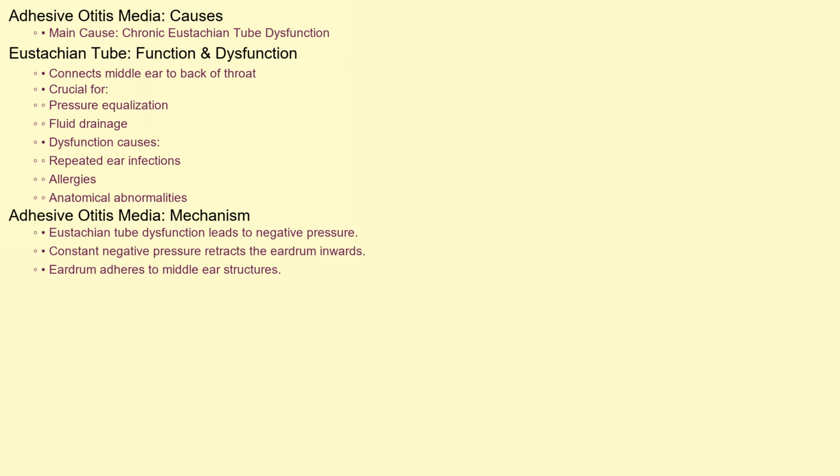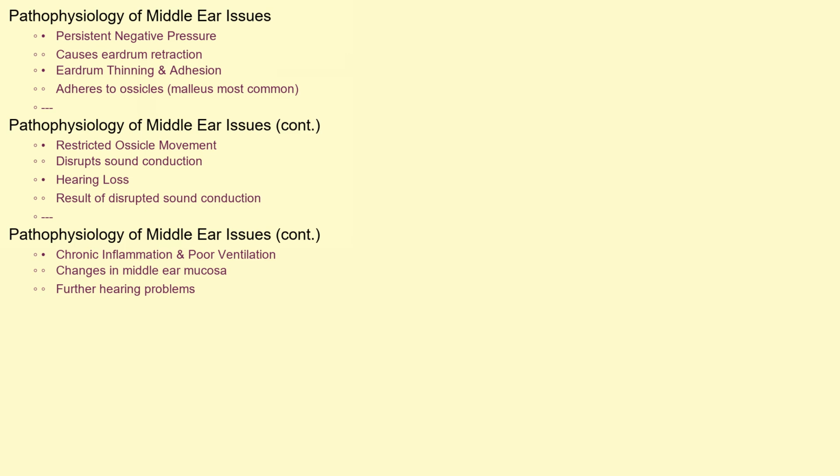So, what exactly triggers adhesive otitis media? The most common cause is chronic eustachian tube dysfunction. This tube, connecting the middle ear to the back of the throat, is crucial for equalizing pressure and draining fluids. When it fails to function properly, perhaps due to repeated ear infections, allergies, or even anatomical abnormalities, negative pressure builds up in the middle ear. This constant negative pressure sucks the eardrum inwards, leading to the adhesion or sticking of the eardrum to the structures within the middle ear.